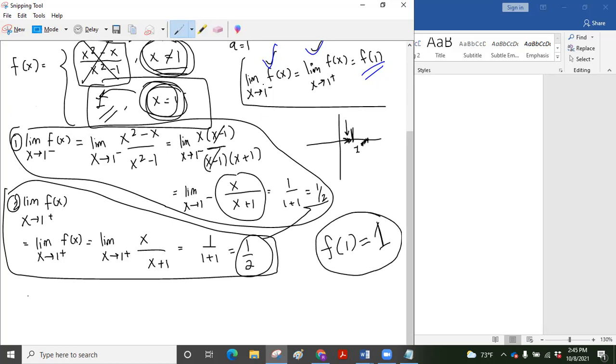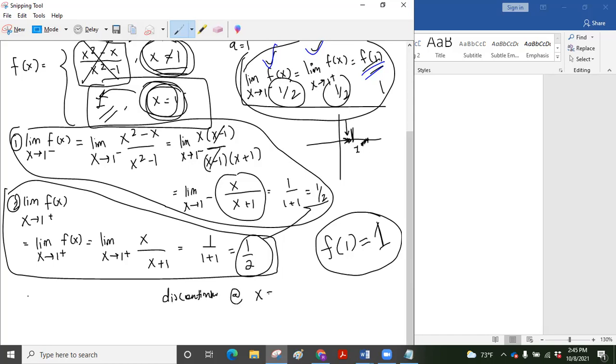So the limit as x approaches 1 from the right was 1/2. The limit as x approaches 1 from the left is 1/2. The limit as x approaches 1 from the right is 1/2. But f of 1 is 1, which means these all don't match. Only 2 of them match. I need all of them to match in order for this to work. So since they all don't match, I'm going to say that it's discontinuous at x equals 1.